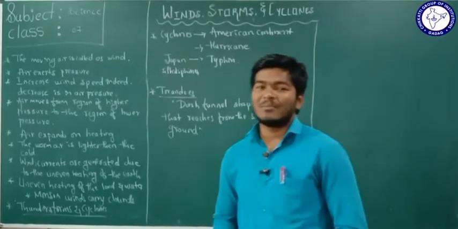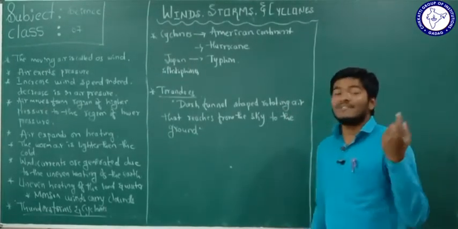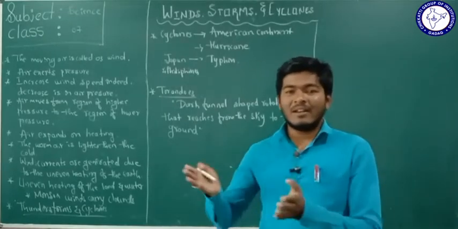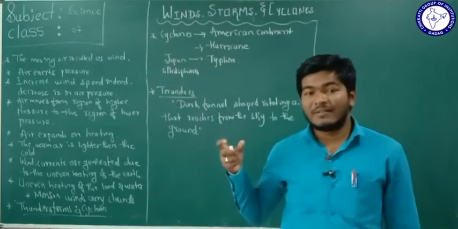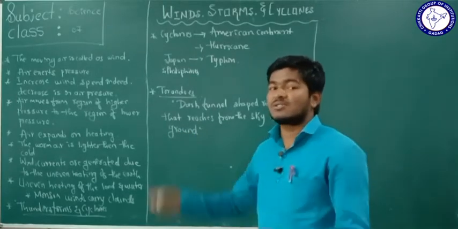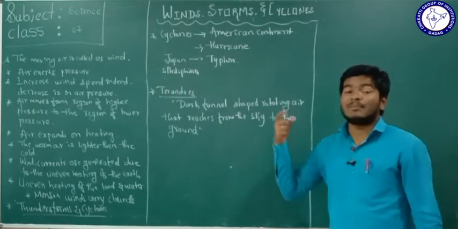So we are familiar with the two words this year, that is Amphan cyclone and Nisarga cyclone, that affected the eastern part of our India, isn't it? So it causes large disasters in that part. And we are going to see what it makes.